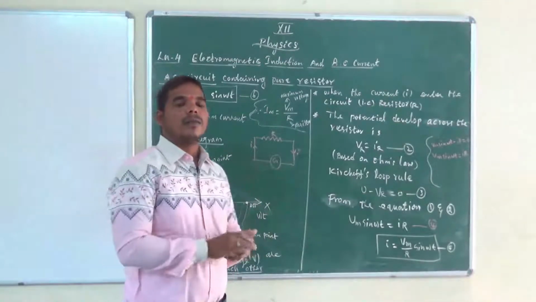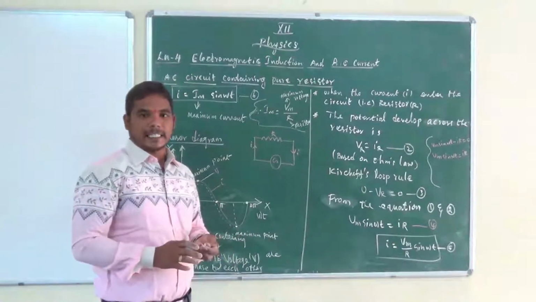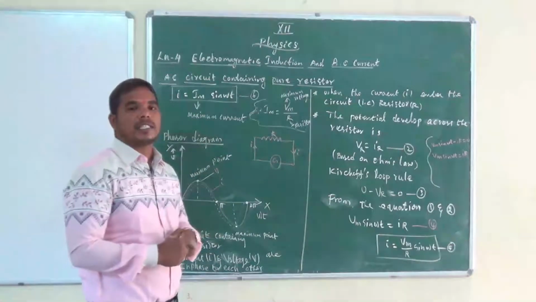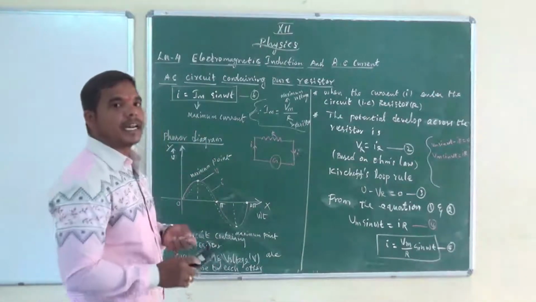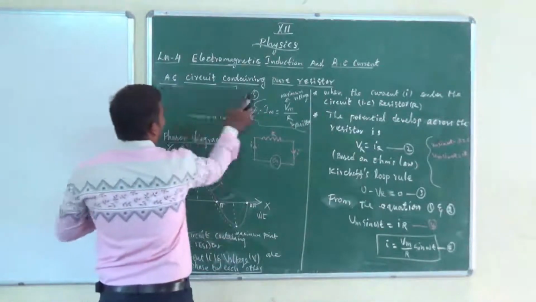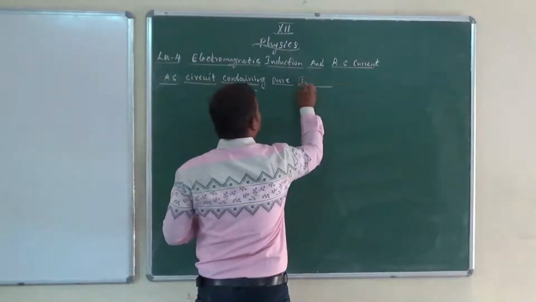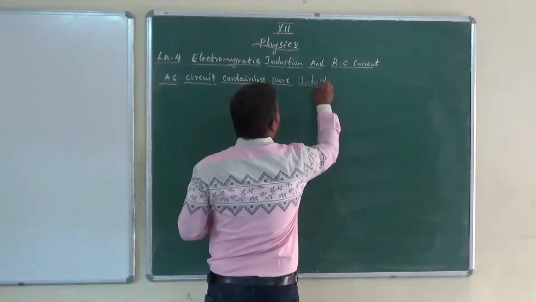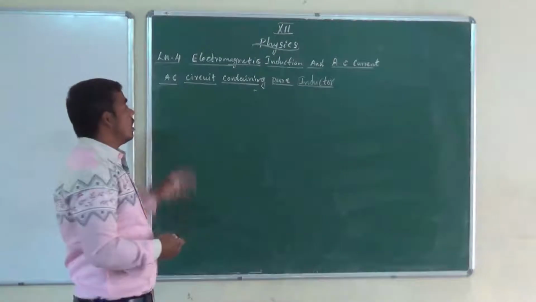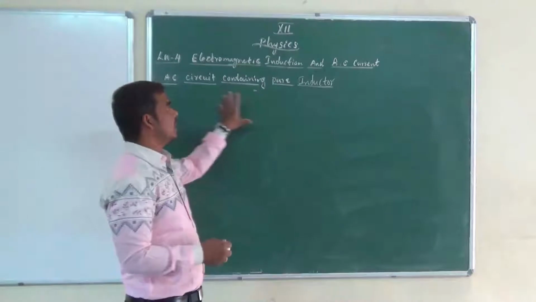So next we will go through the AC circuit containing pure inductor. That is a 5 mark question. So the AC circuit containing pure resistor is a 3 mark question, and the AC circuit containing pure inductor, the next question, is a 5 mark question. Inductor means coil. So what is our next question? AC circuit containing pure inductor.